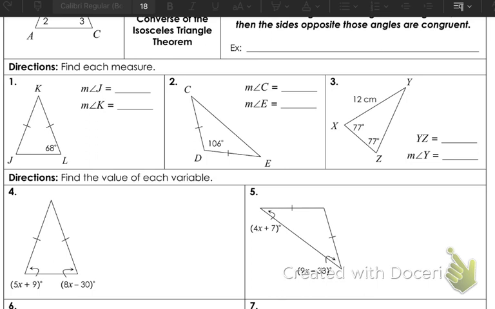So the first example we have, we have JKL. I'm supposed to find angle J. I'm supposed to find angle K. What's the measure of angle J? It's 68 degrees. Do you see how we have two tick marks here? Those are congruent. If those are congruent, then the angles opposite them are also congruent. So that means J is going to be 68 degrees.